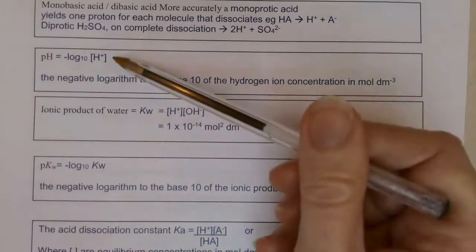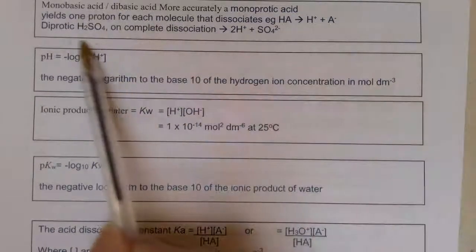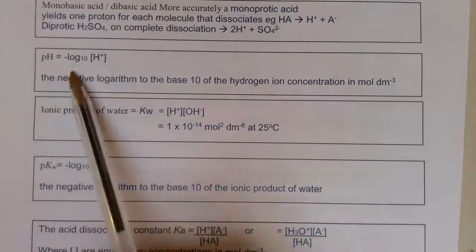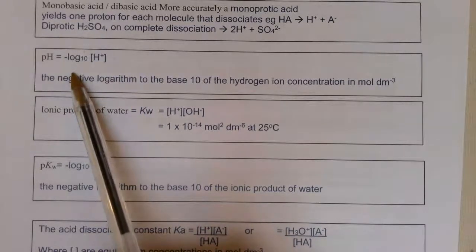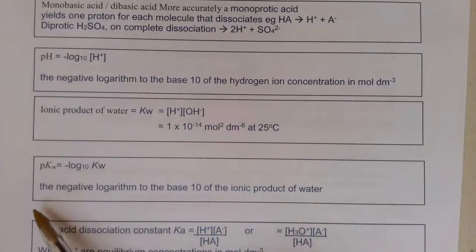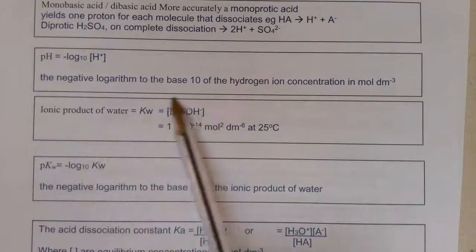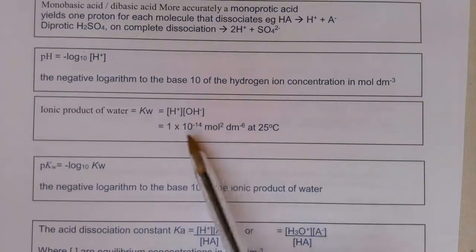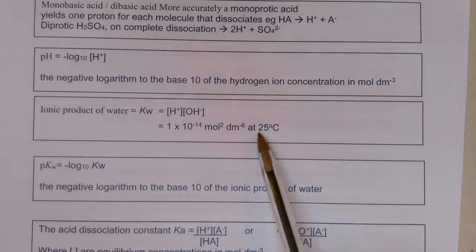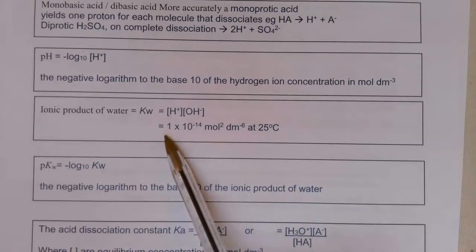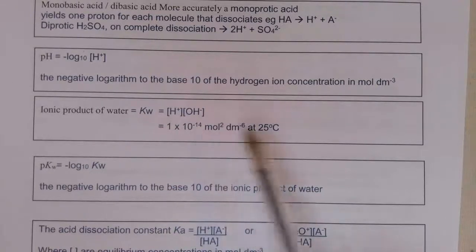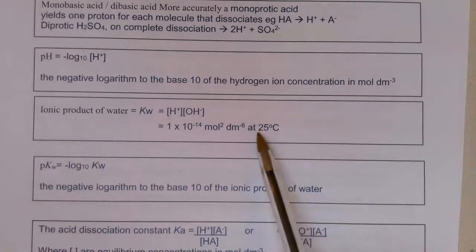Definitions, please make sure you just write the formula. So if you're asked to define pH, this is what you write. Don't write it out in words, it's much easier to write the formula. Likewise, if you're asked to define the ionic product of water, it is this equation. You do not need to know this number, but it's helpful to remind yourself that at 25 degrees Celsius, 298 Kelvin, it's 1 times 10 to the minus 14. But do remember these are temperature sensitive, so this is only valid at this temperature.